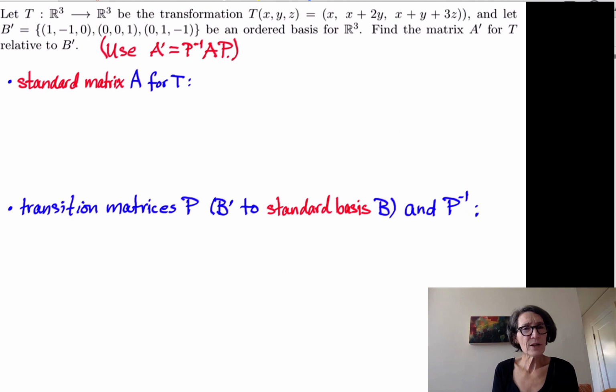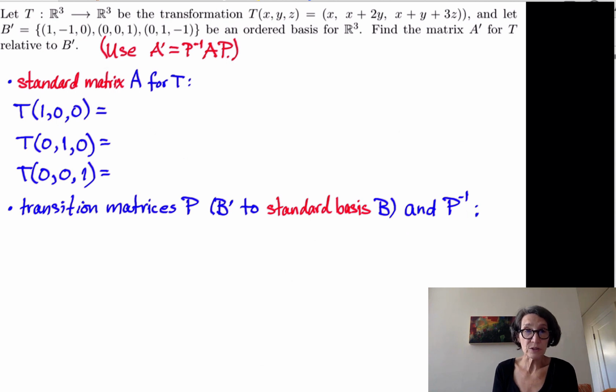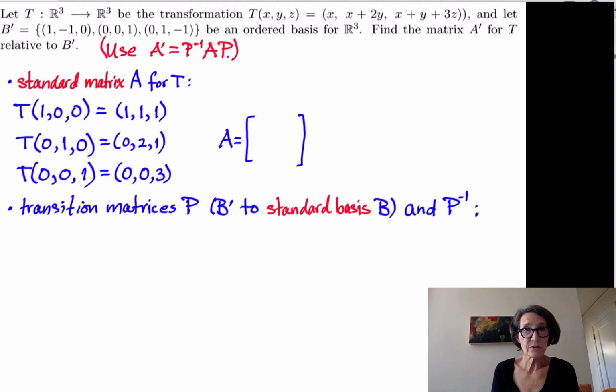All right, so how do we find the standard matrix for the transformation? Well, we find the images of the standard basis vectors. So we're going to do T of E1, T of E2, and T of E3. So T of E1 is the ordered triple (1, 1, 1). T of E2 is the ordered triple (0, 2, 1). And T of E3 is the ordered triple (0, 0, 3). That means that the standard matrix A for the linear transformation T, we just line up those three ordered triples as our columns.